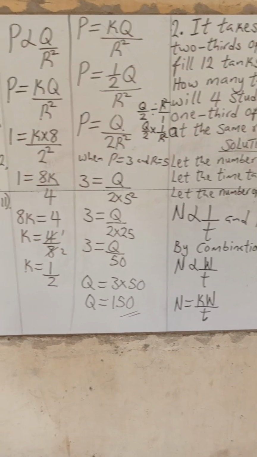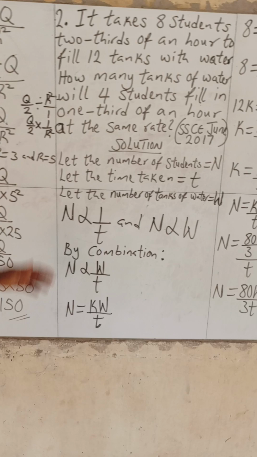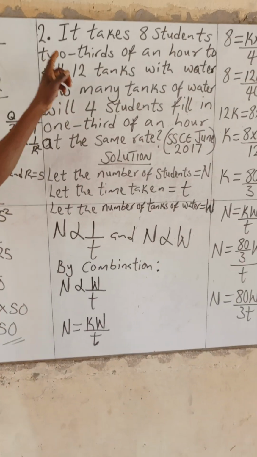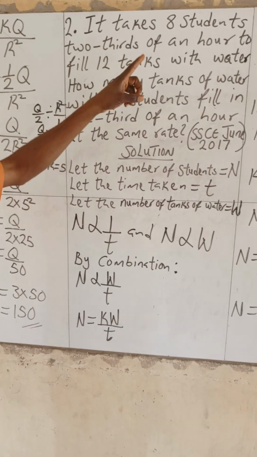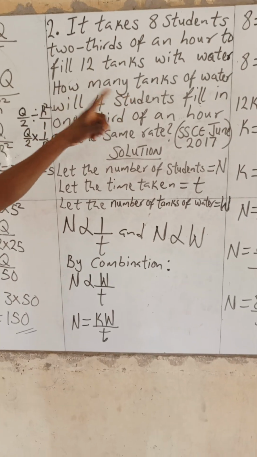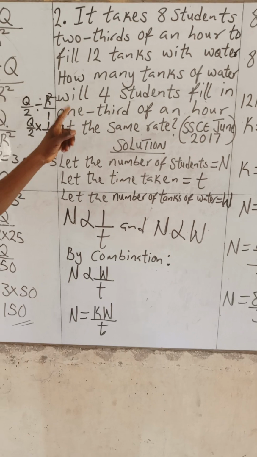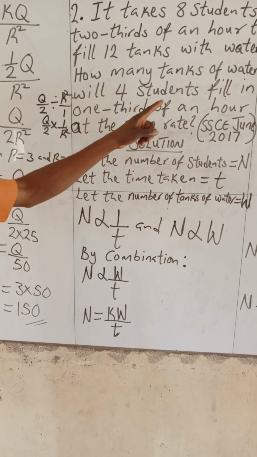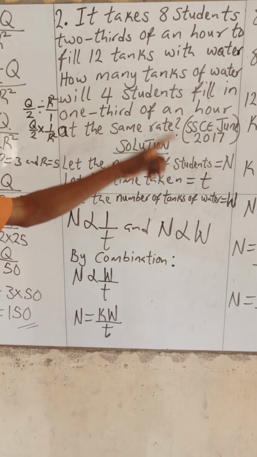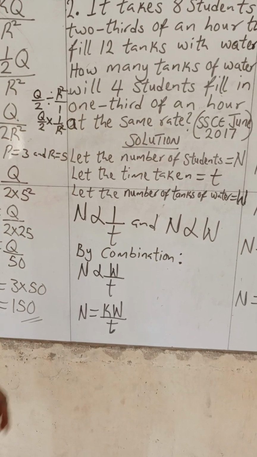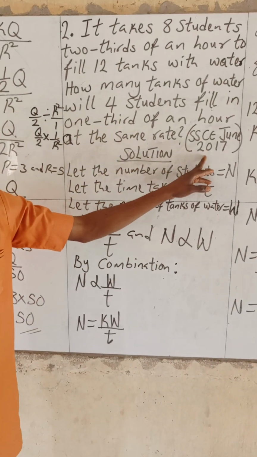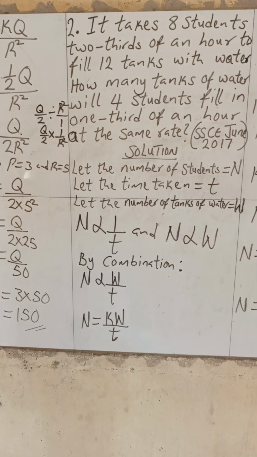Now, let's move to the second example. It takes 8 students 2/3 of an hour to fill 12 tanks with water. How many tanks of water will 4 students fill in 1/3 of an hour at the same rate? This is an SSCE June 2017 question.